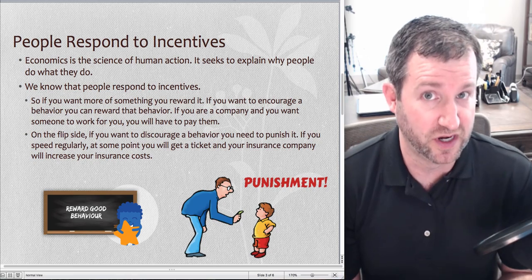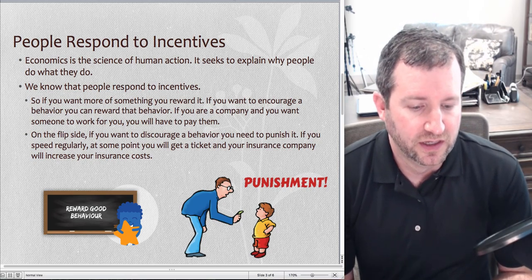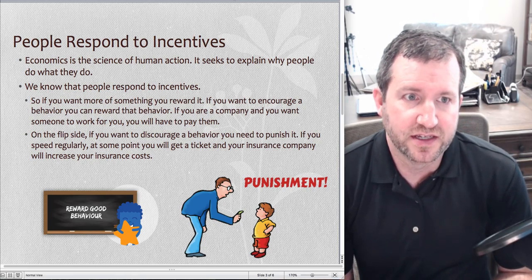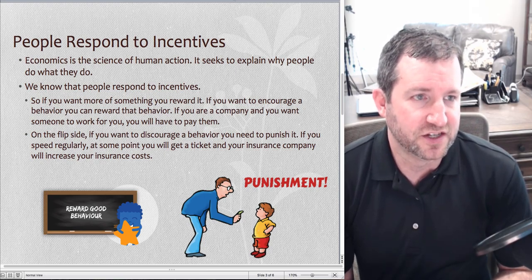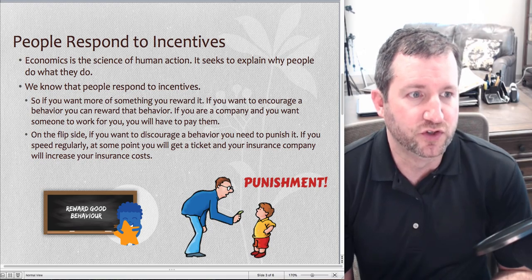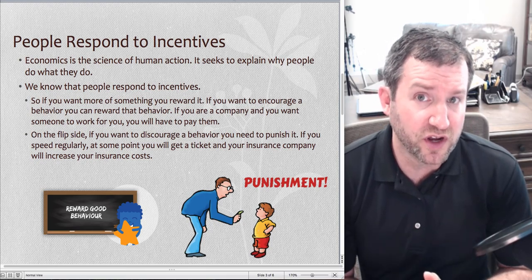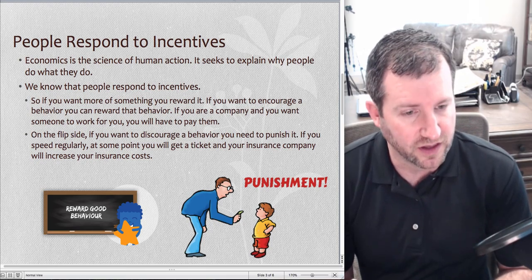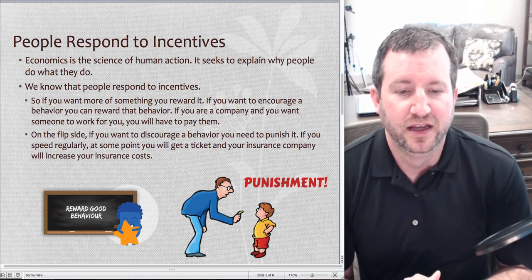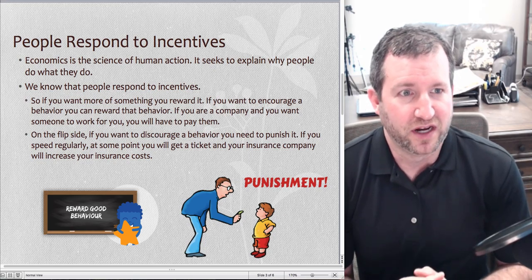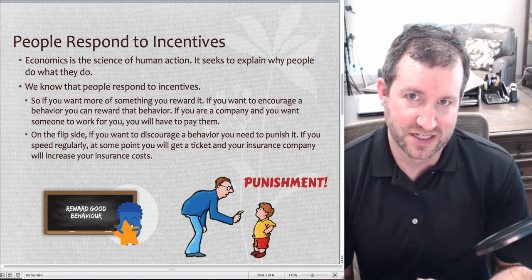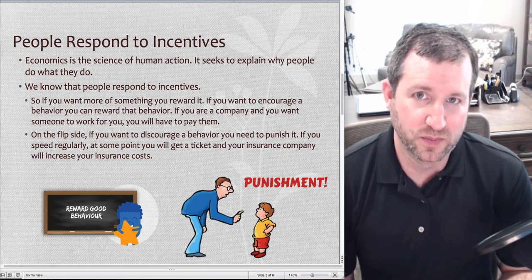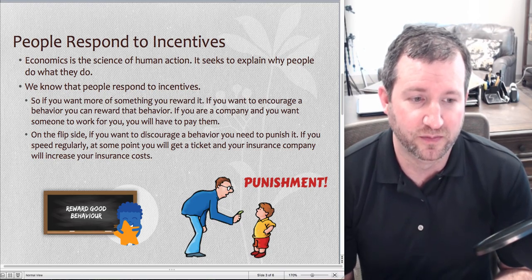Economics is really about human action and how people respond to incentives. And people do respond to incentives. That's one of the key tenets of economic theory. Economics is a science of human action. It seeks to explain why people do what they do. Now, not everybody responds in a predictable way, or to the same incentives, but in general, we can see tendencies of people to respond to incentives.